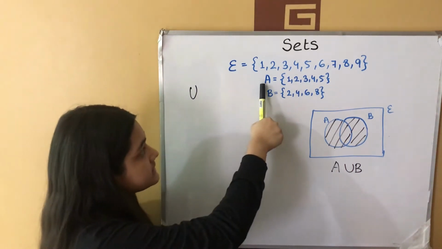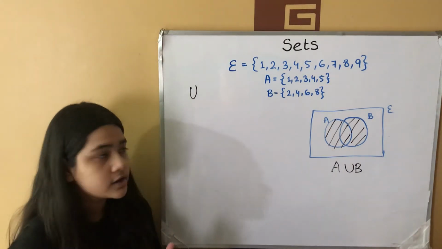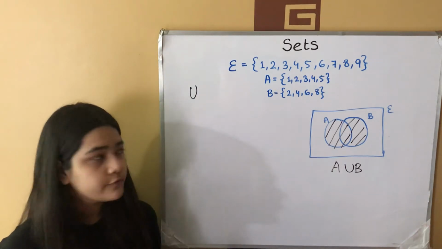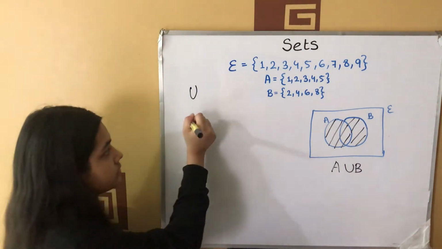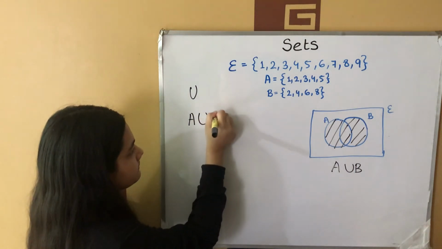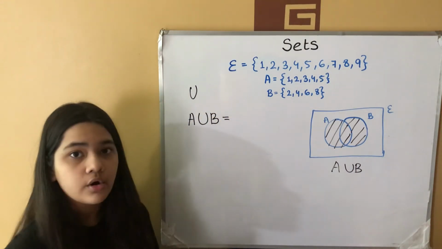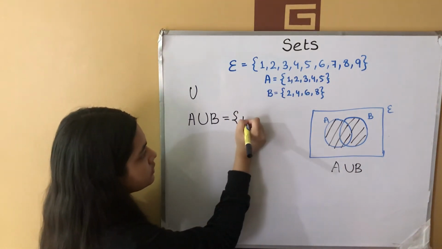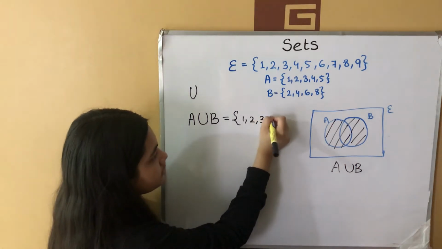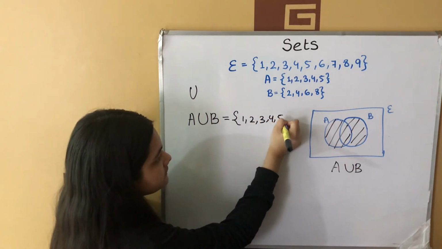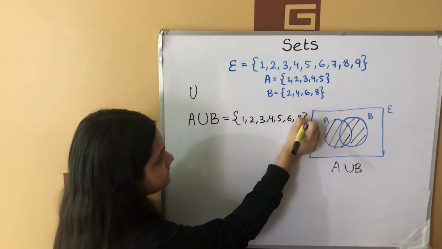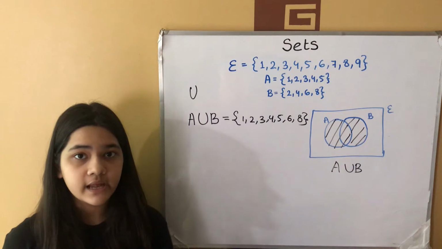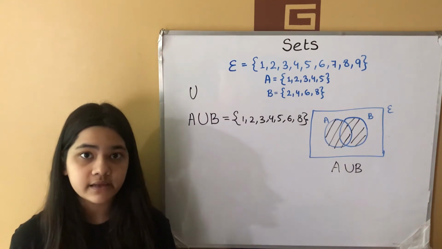Suppose we have a set A which contains the elements 1, 2, 3, 4 and 5, and we have set B which contains the elements 2, 4, 6 and 8. So A union B will contain all the elements in both A and B. So 1, 2, 3, 4, 5, 6 and 8. A union B will contain all the elements in both A and B.